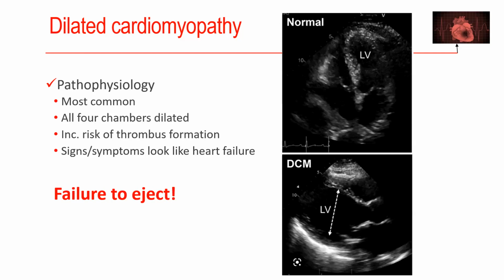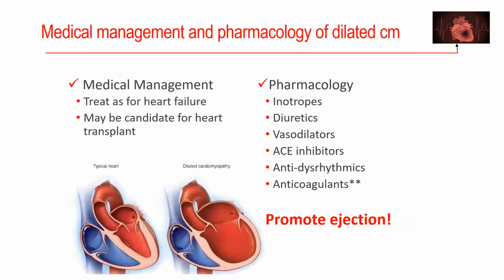Most common in dilated cardiomyopathy is that all 4 chambers are dilated. You have a lot of blood that sits in the ventricle that doesn't get ejected because this is a failure to eject. Dilated cardiomyopathy, failure to eject. So the EF is going to be low and blood will sit in the LV chamber and that will promote thrombus formation.